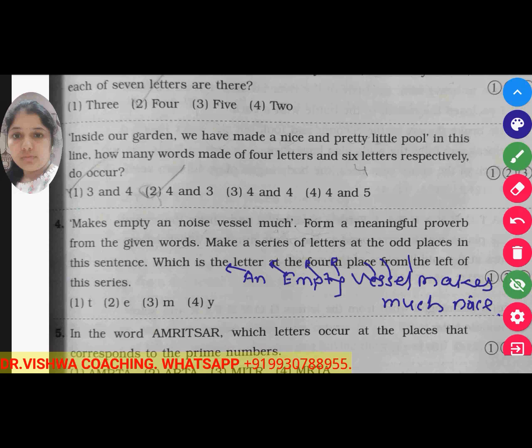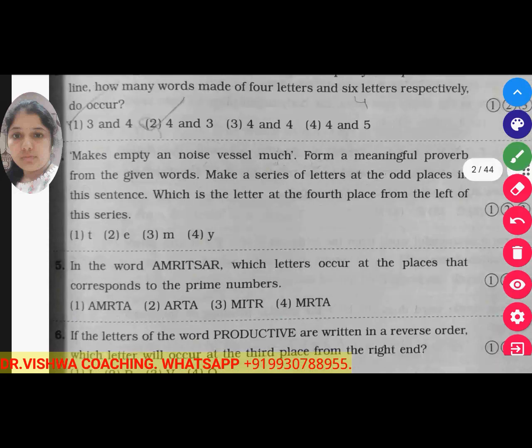Now we have to calculate the letter at the fourth place from the left. So 1, 2, 3 and 4. So letter Y is there at the fourth place. Left side means your left side. So I start from the first letter. So Y is there at the fourth place.